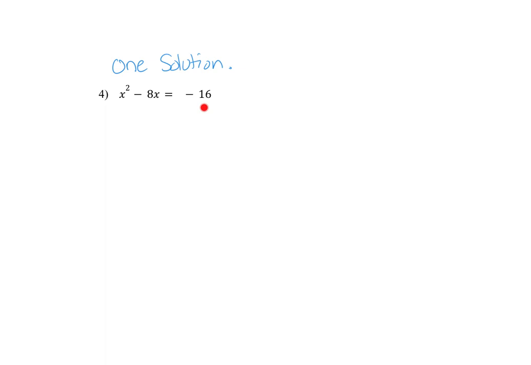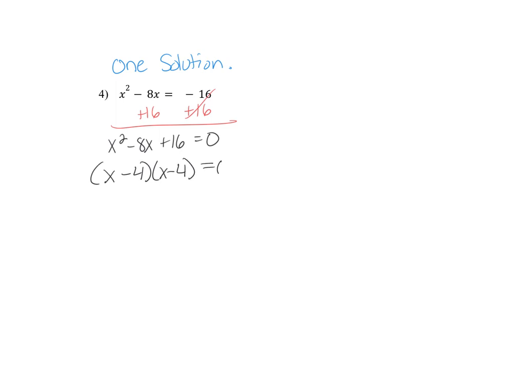So we still do the same process. We need to move that negative 16 over, so now we get to add 16 to both sides. And we have x squared minus 8x plus 16 equals 0. Get it into intercept form, so factors of 16 that are going to add to negative 8. Well, the only way to multiply to a positive but add to a negative is to have 2 negatives. And the only factor that does that is negative 4 times negative 4. That will give us a positive 16 when we multiply and a negative 8 when we add them together.